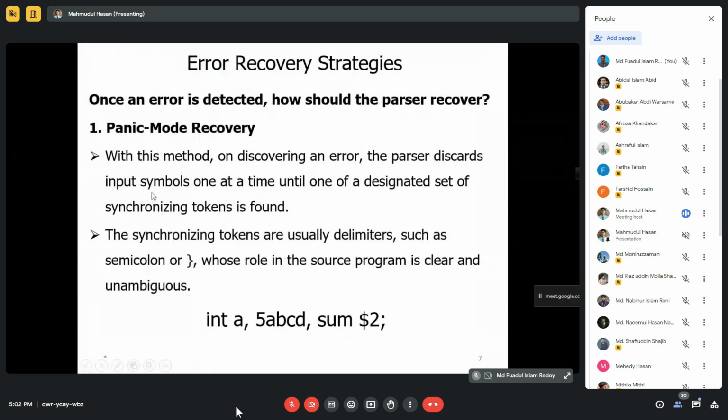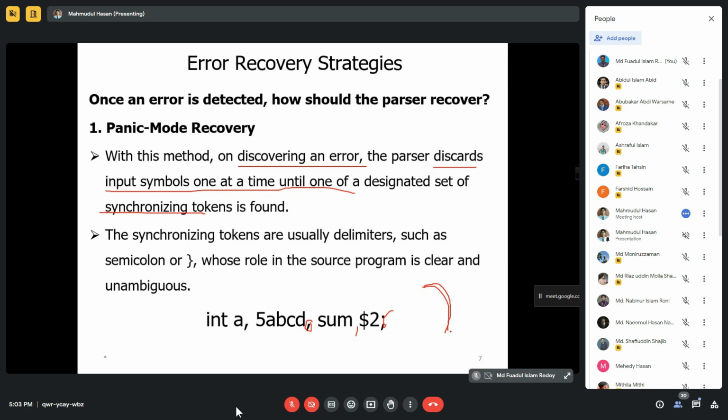Okay, so got it. What is panic mode recovery? When the compiler discovers an error, it simply discards or removes input symbols one at a time until a synchronizing token. And synchronizing token actually means the end of that one. Suppose here comma is used to indicate the ending. Here a colon is used to indicate ending. Then the closing first bracket can be used to indicate ending.